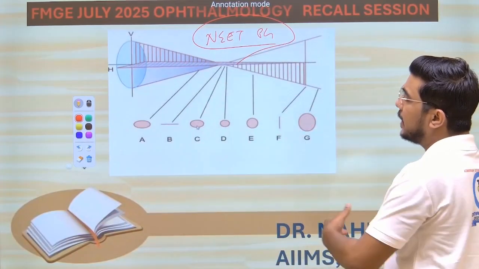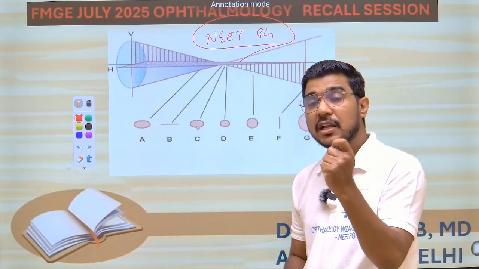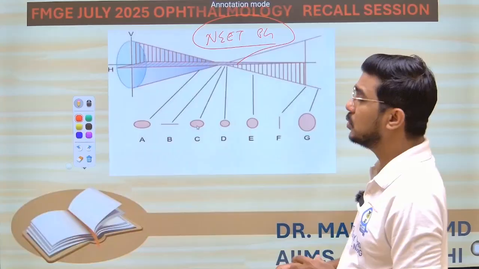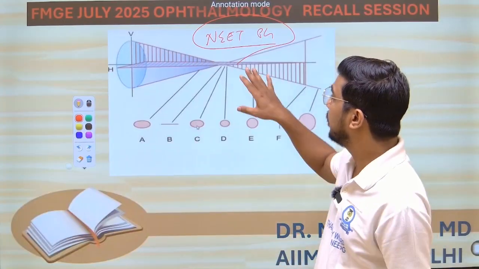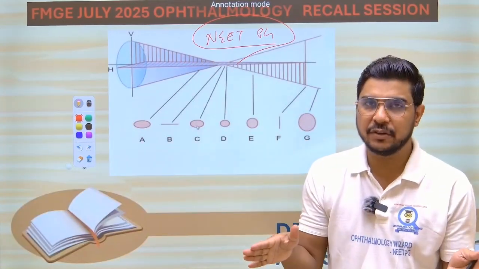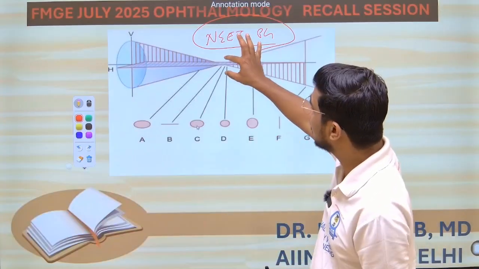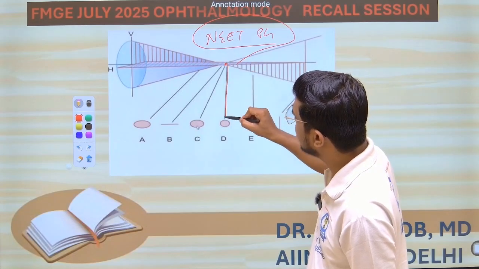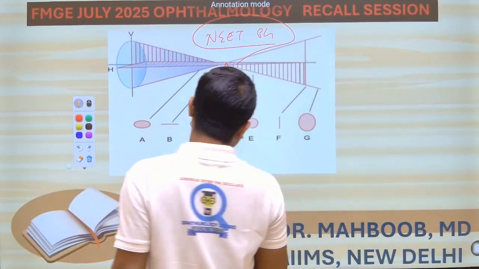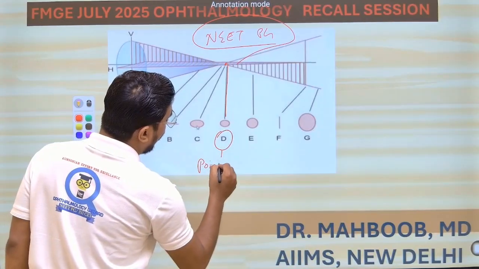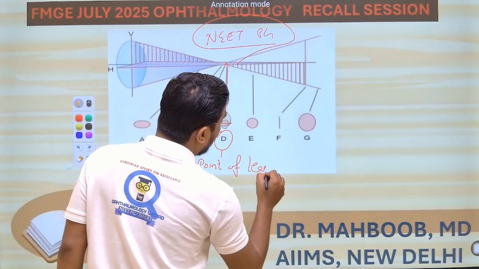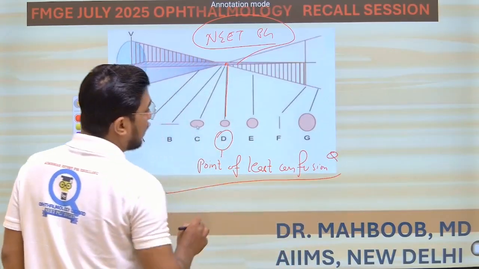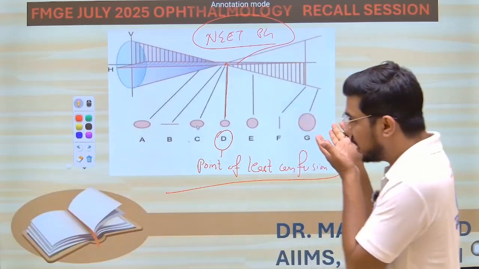In the NEET PG examination, they have asked which is the circle of least confusion. So among all these things, which should be the point of least confusion? The place where the rays are not diverging from each other, meaning the place where there is the least divergence. This is the place where there is the least divergence, and this point is the point of least confusion. So this is also an MCQ. Remember, point of least confusion.